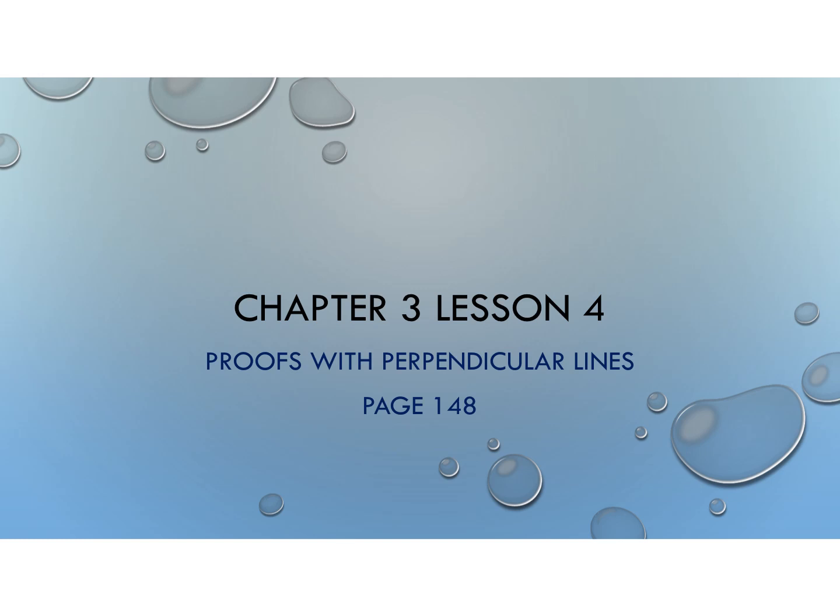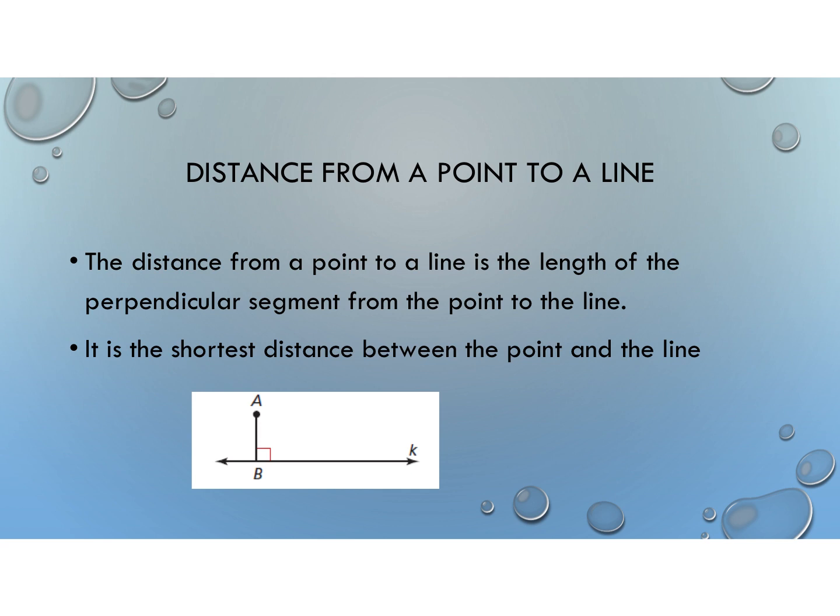Today we're going to go over Chapter 3, Lesson 4, Proofs with Perpendicular Lines. So, the distance from a point to a line is the length of the perpendicular segment from the point to the line. It is the shortest distance between the point and the line.